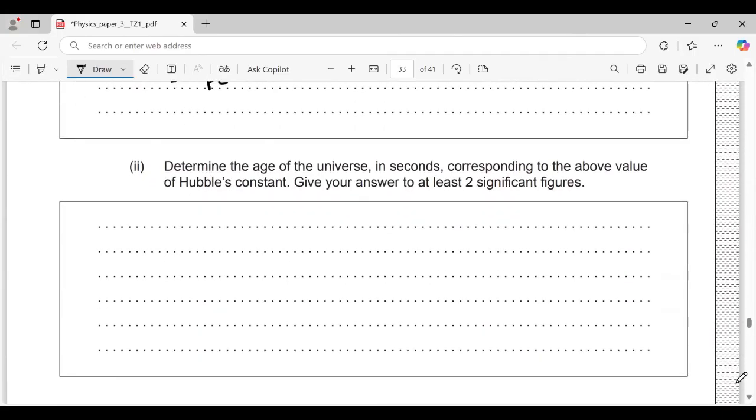Next, determine the age of the universe in seconds, corresponding to the above value of Hubble's constant. We recall the Hubble constant is 70. Give your answer to at least two significant figures. So I would like to write first that 1 Mpc is 3.09 times 10 power 19 kilometers.